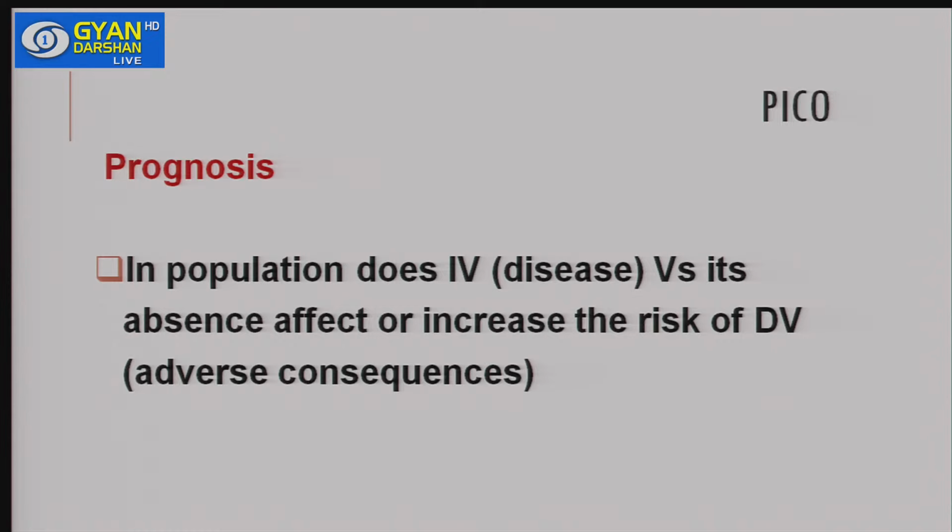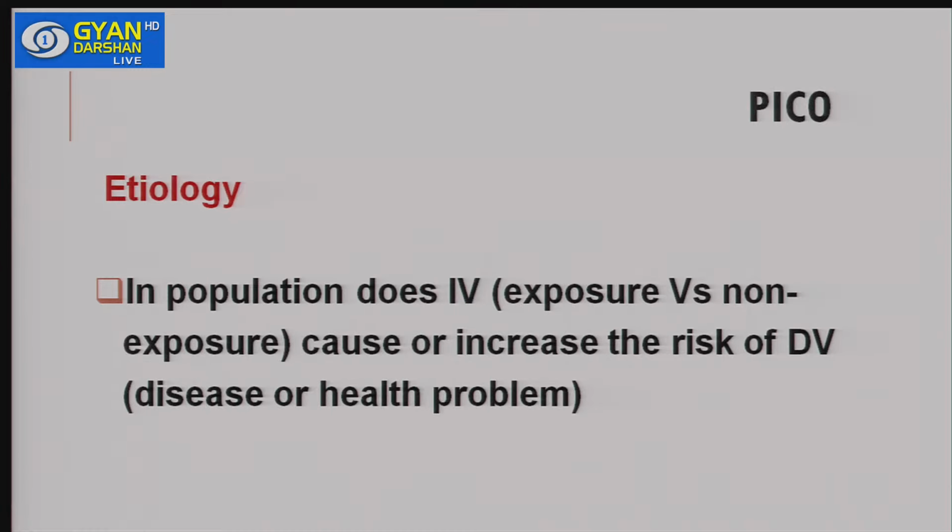If you are studying prognosis in population, does independent variable, that is some disease versus its absence, affect or increase the risk of dependent variable? What is the adverse consequences? If you are studying the etiology of something in population, does independent variable, that is exposure versus non-exposure, cause or increase the risk of dependent variable, that is disease or health problem? So your PICO will help you to answer all these things.